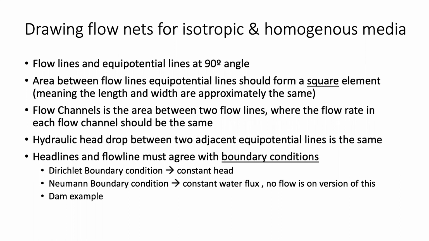Now, our setups can have different kinds of boundary conditions. Dirichlet boundary conditions are what we call a constant head, right? So always at this boundary, it'll be 10 meters high, for example. Then a Neumann boundary condition is a constant water flux, but a constant water flux can also mean that there is no flow. So no flow boundaries are another version of a Neumann boundary, which is considered a constant flux.